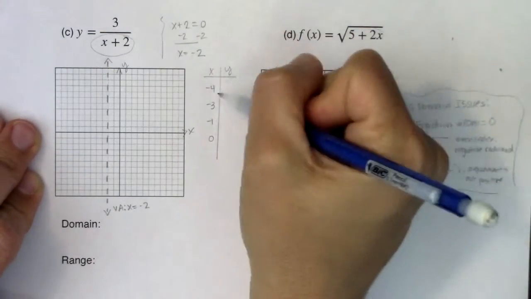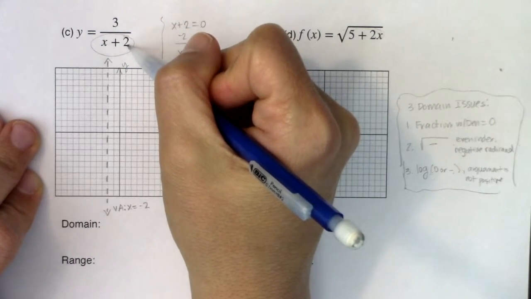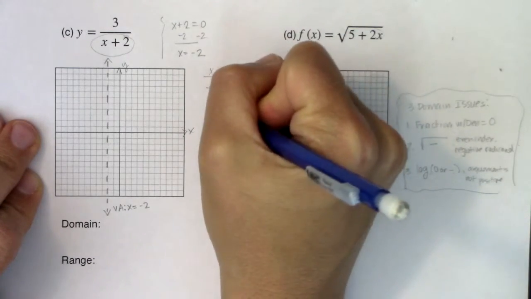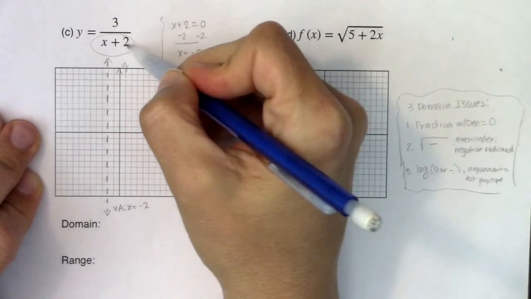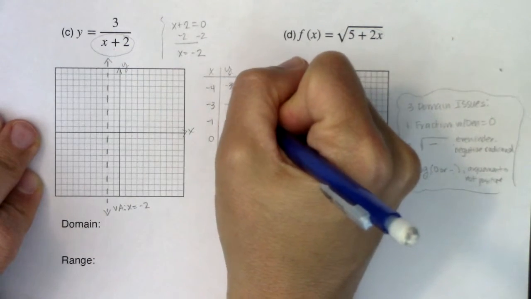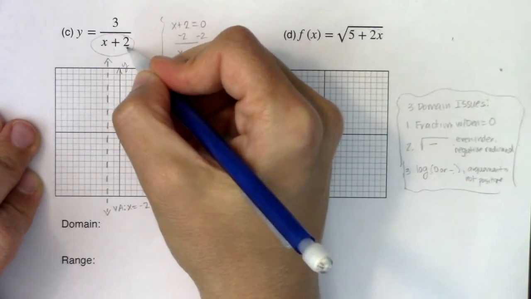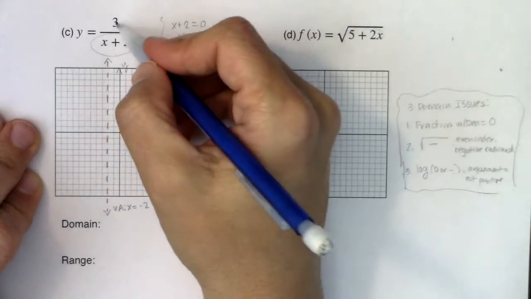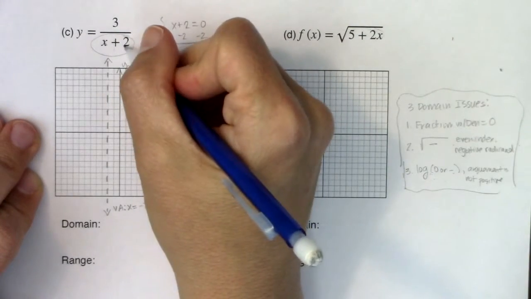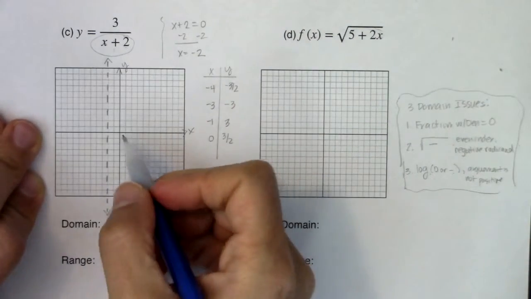Let's try those. So let's plug in -4. -4 plus 2 is -2. 3 over -2 is -3/2. All right, if I plug in -3, -3 plus 2 is -1. 3 divided by -1 is -3. Let me plug in -1. -1 plus 2 is 1, right? 3 over 1 is +3. Let's try 0. 0 plus 2 is 2. 3 over 2, 3/2. Okay, so let me graph what I have.